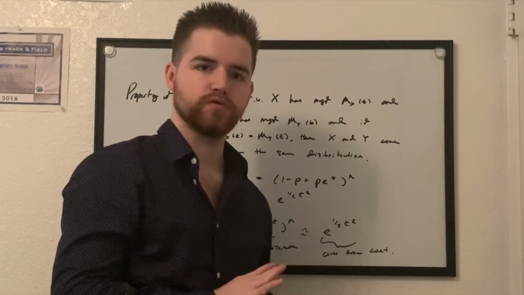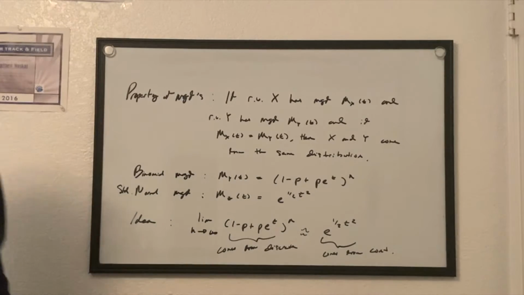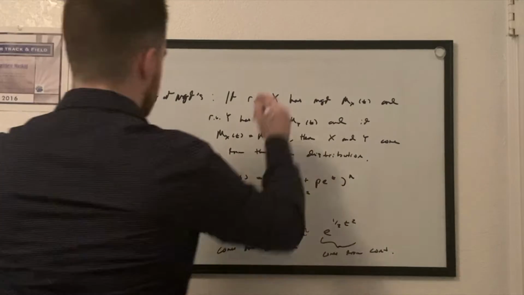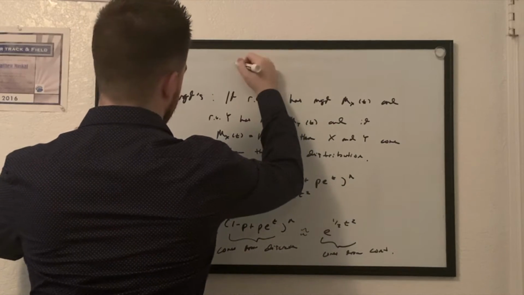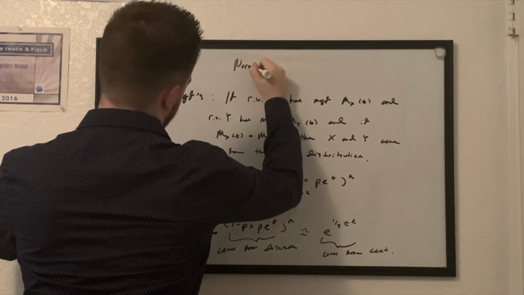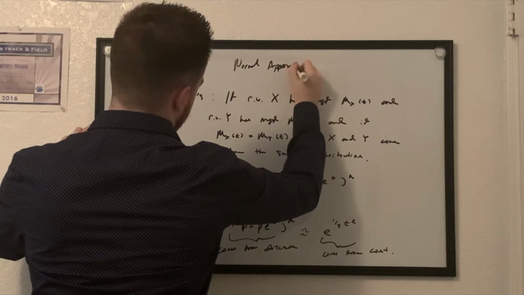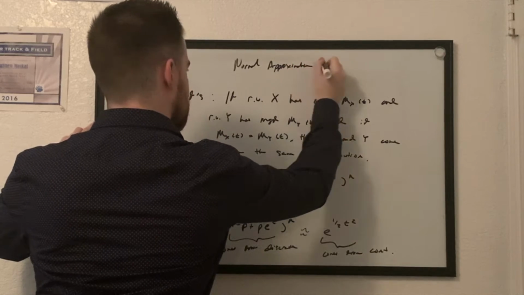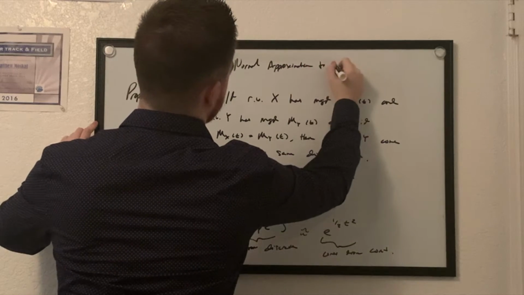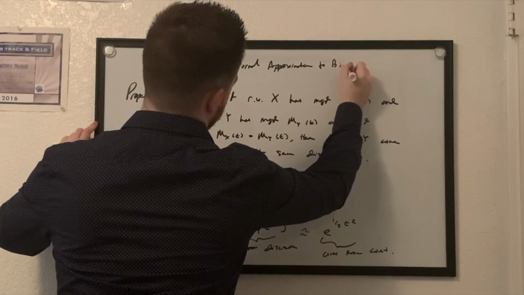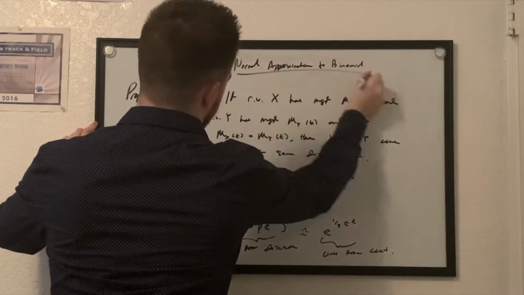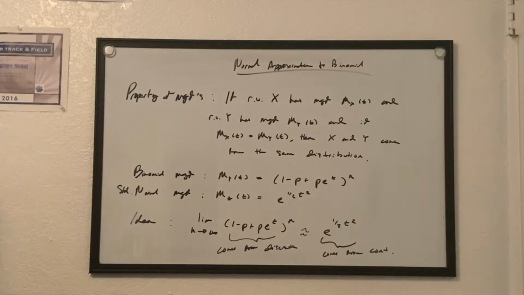And I'll put up a visual which I think will really help illustrate this fact. And let me also put the title of this video, the normal approximation to binomial. So let me go ahead and put up a visual of this.